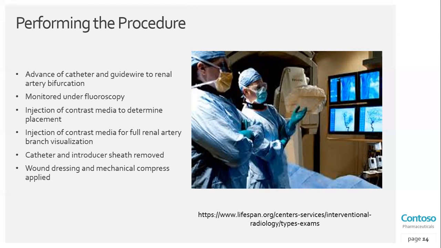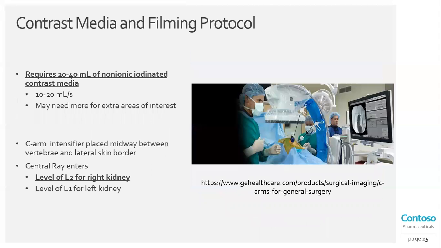So once the radiologist has determined enough information has been gathered, the catheter and access sheath will be removed, and a member of the surgical team will apply pressure to the access site to minimize bleeding. Then dressing will be applied to the access site along with a mechanical compression device, which will be applied to stop the bleeding, prevent hematomas, and prevent infection.